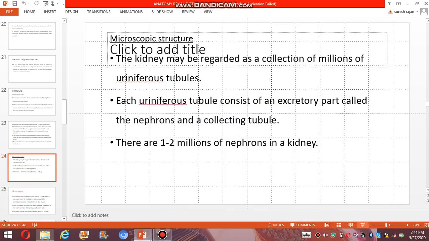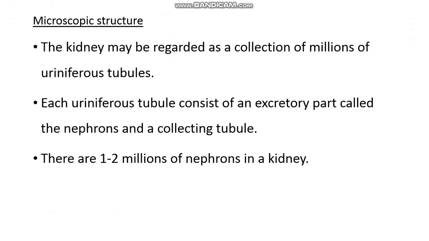Dear students, now we can continue with the microscopic structure of the kidney. So till now we have discussed the macroscopic structure of the kidney. The microscopic structure of the kidney may be regarded as a collection of millions of uriniferous tubules. So there are millions of uriniferous tubules present in the kidney.